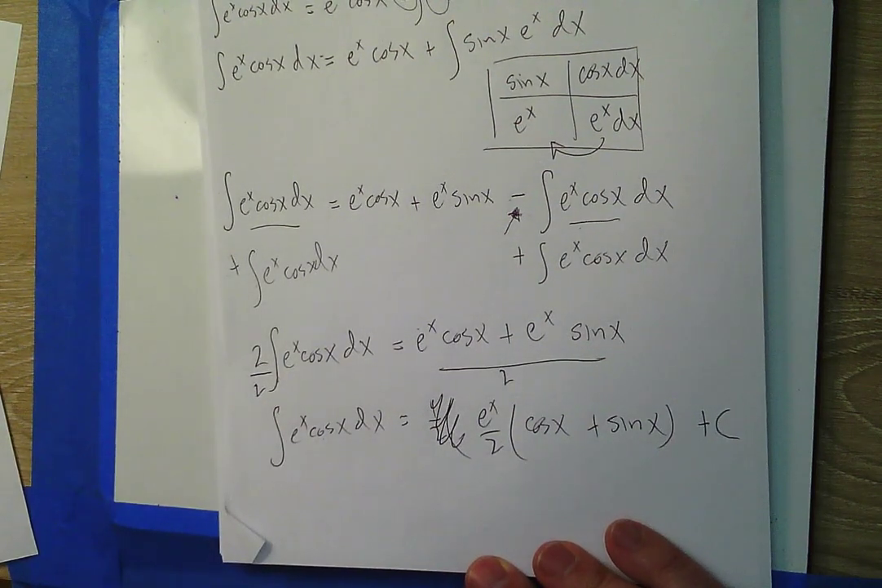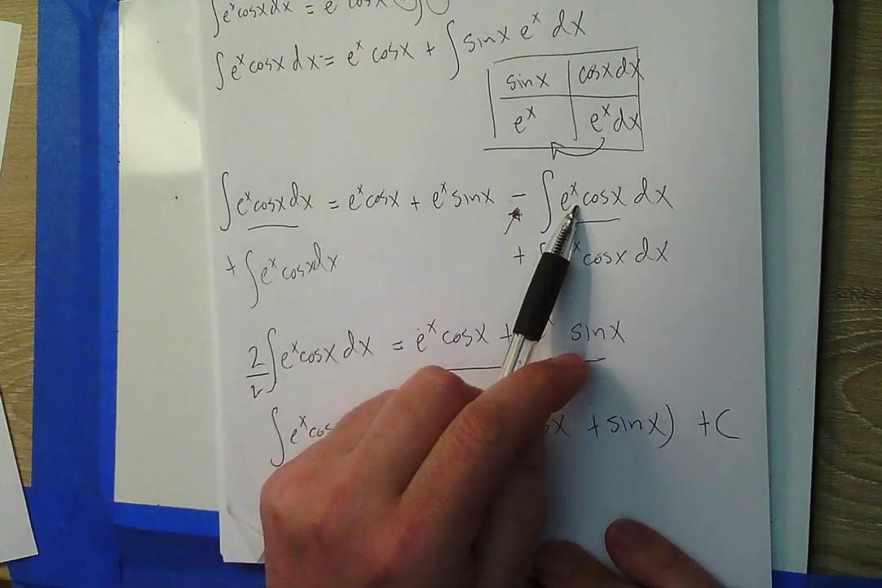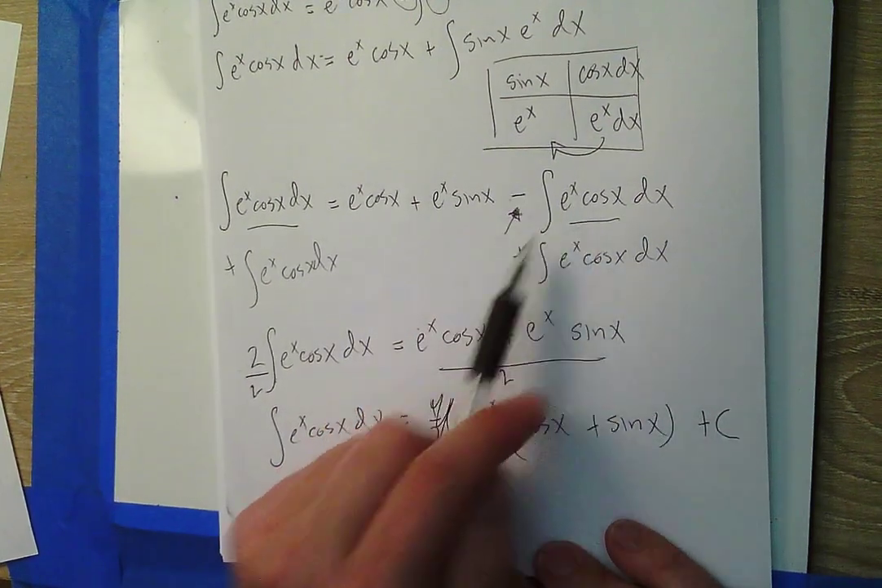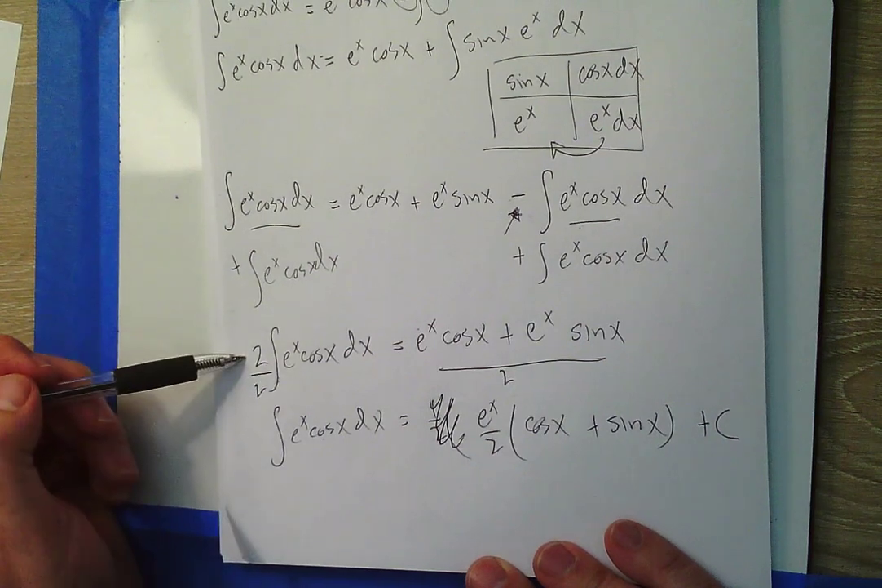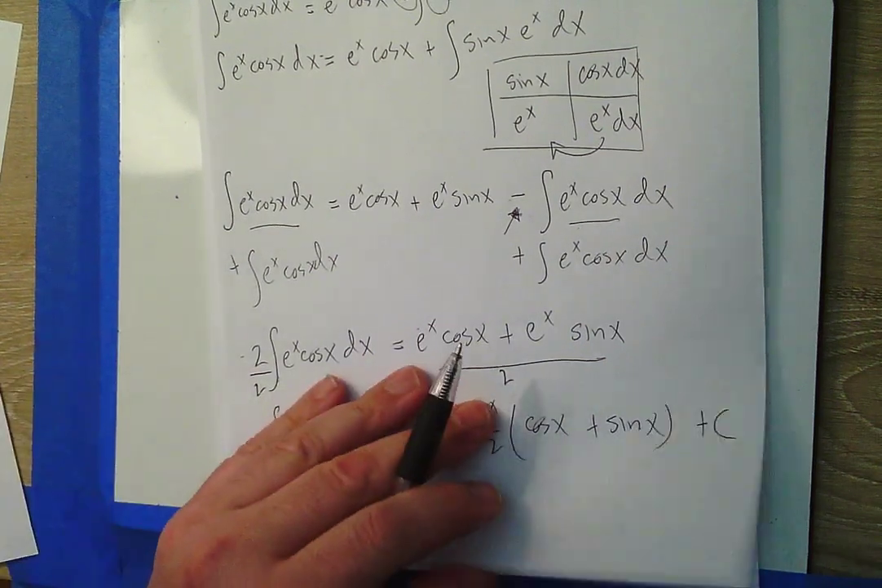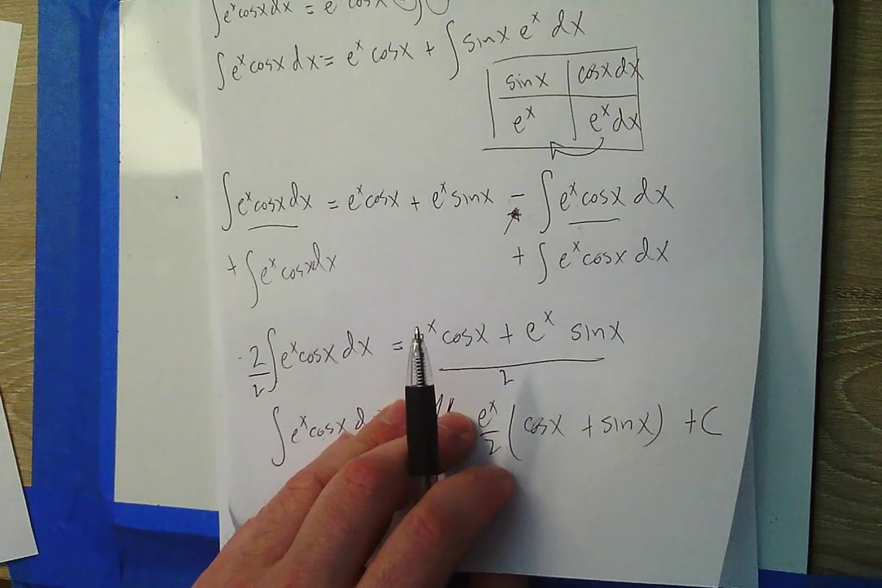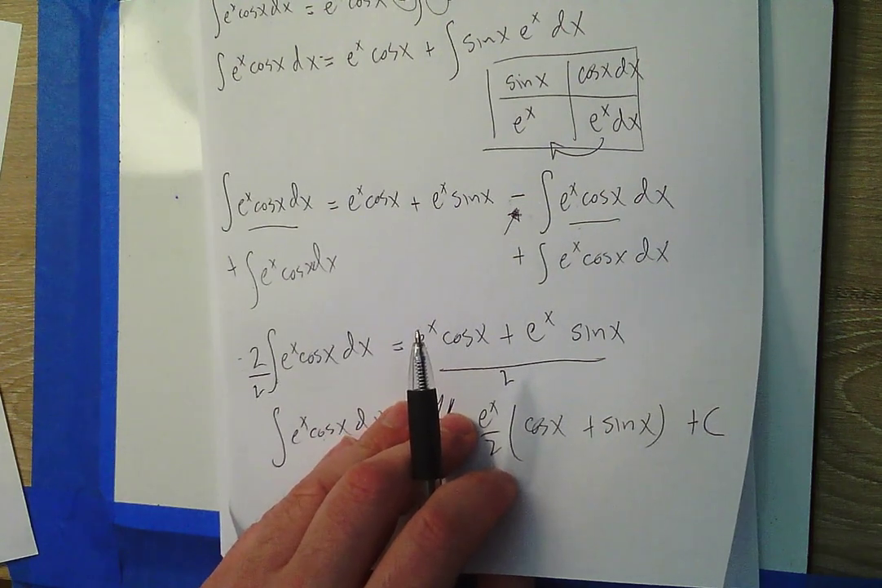Go and do by parts twice. When they look the same with a minus in front, add that to both sides, and then you're good to go. Okie doke. That's problem 4. Let's take a look at our next one.